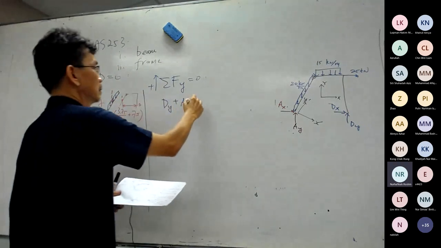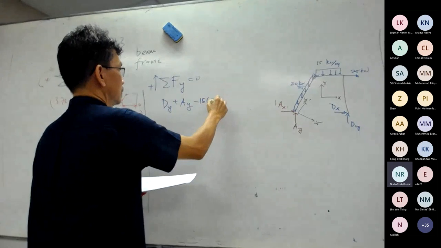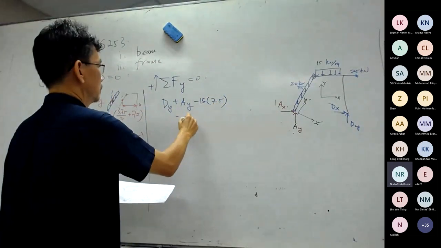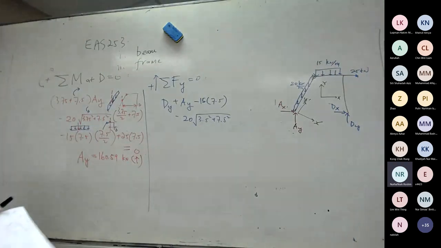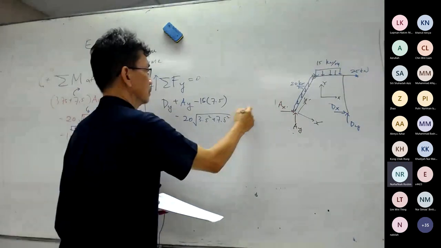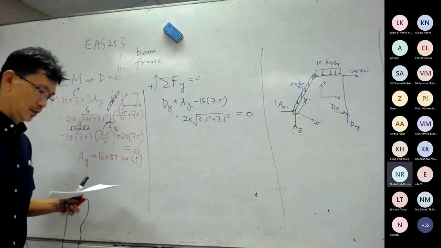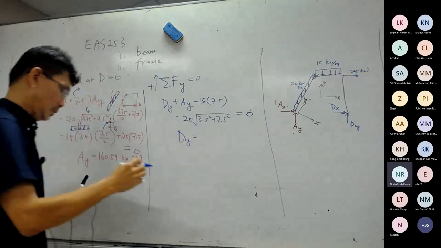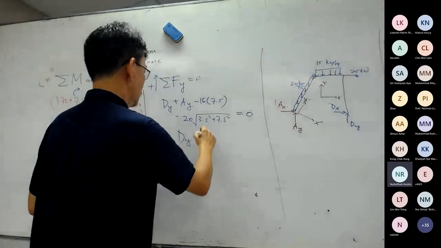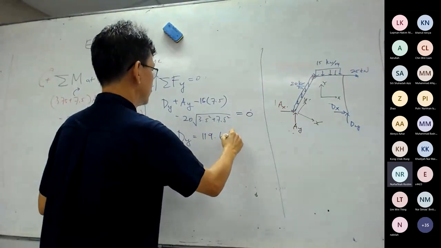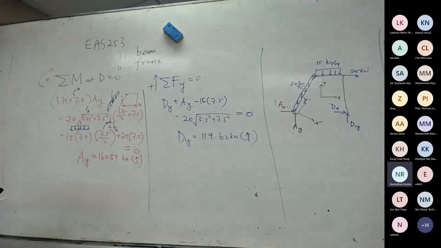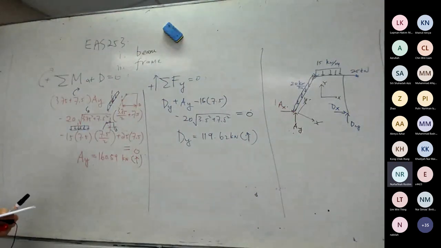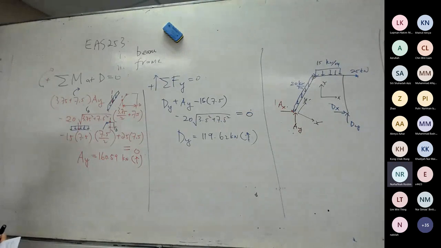DY plus AY minus 15 times 7.5, then minus 20 multiplied with the inclined length. So these are forces, equal to zero. Okay. So from here we get DY equal to 119.62. So this is to get AY and DY.